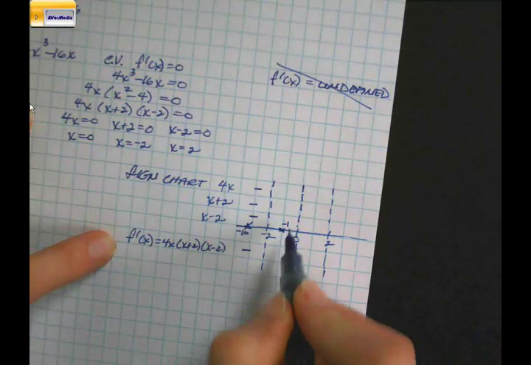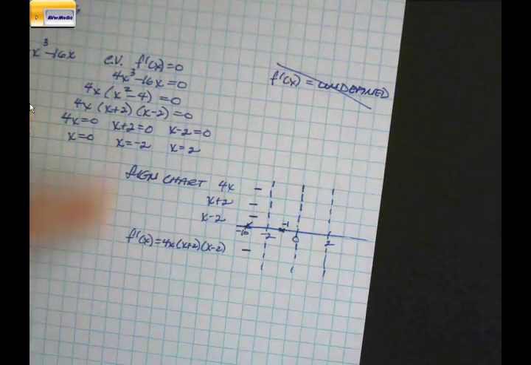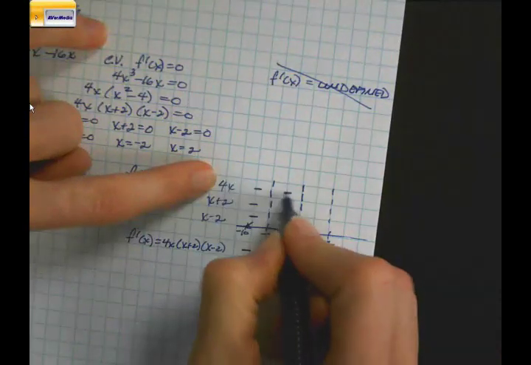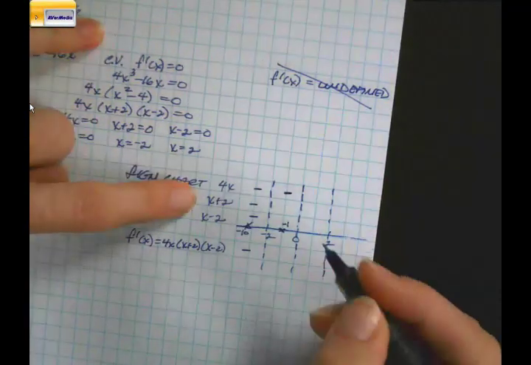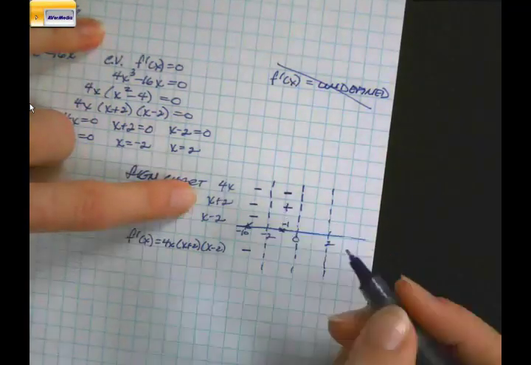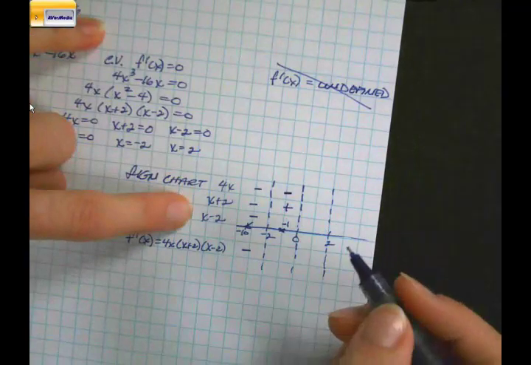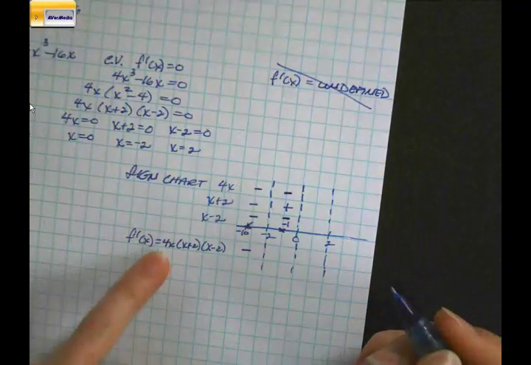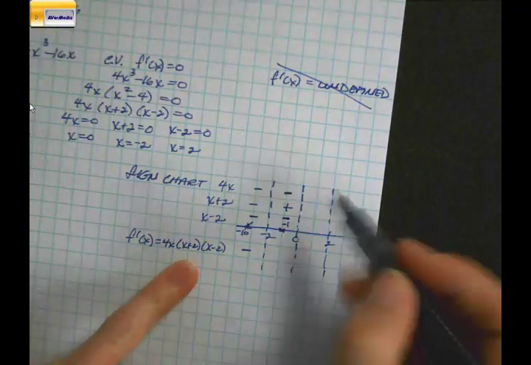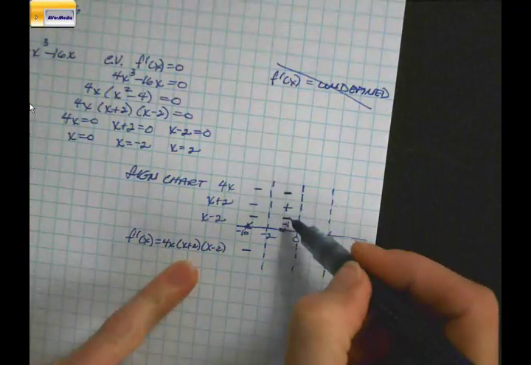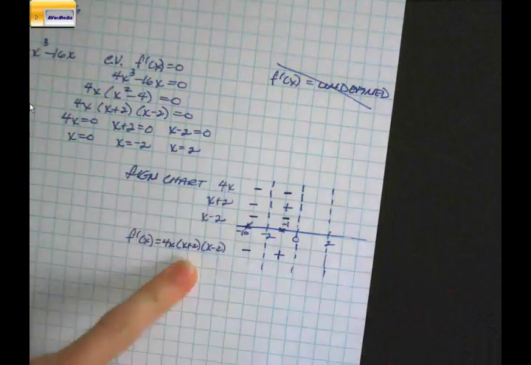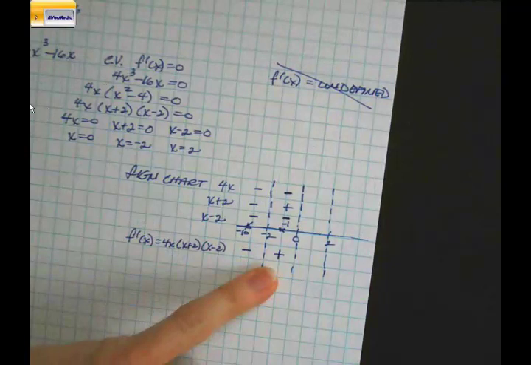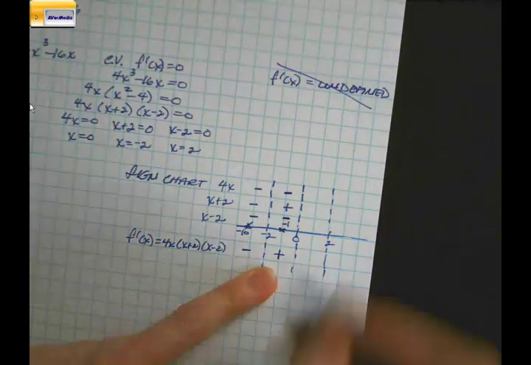And here between negative 2 and 0, well, probably negative 1. Okay, so check each one of these factors. 4 times negative 1 is negative 4, which makes it negative. Negative 1 plus 2 is positive 1, so that's positive. And negative 1 minus 2 is a negative 3, which is negative. So if the first derivative is a product of these three factors, then it's a negative times a positive times a negative, which is a positive result for the first derivative. So the first derivative is positive between negative 2 and 0.